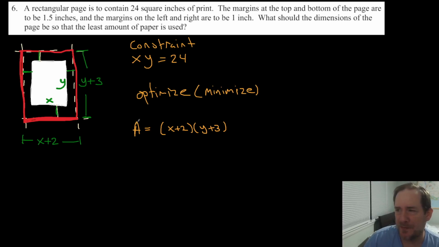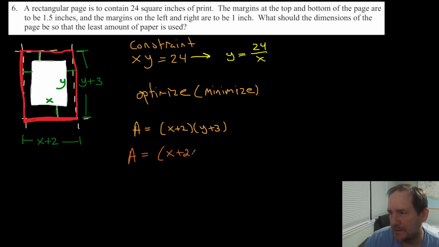Again, we're now at that point where we've got a lovely equation, but it's got too many variables in it, x and y. But that's where our constraint comes in. We can either divide by y to solve for x, or we can divide by x to solve for y. And you guys typically like to keep equations in terms of x, so that means solving for y. So divide both sides by x, and you get a y that equals 24 over x. You can now take that expression and plug it in. So my optimization equation now is that the area equals x plus 2, and then instead of y plus 3, we'll drop in the 24 over x.